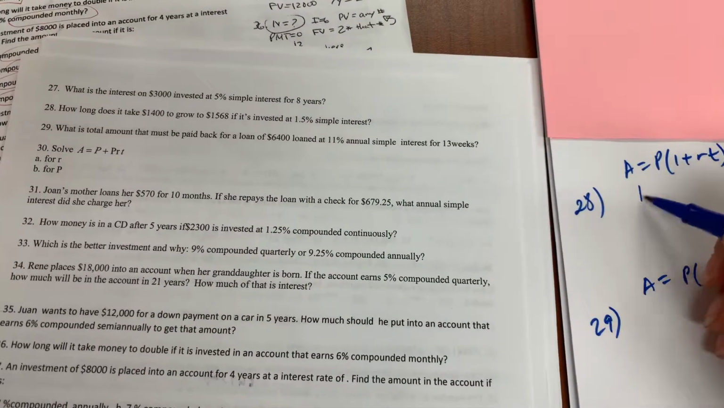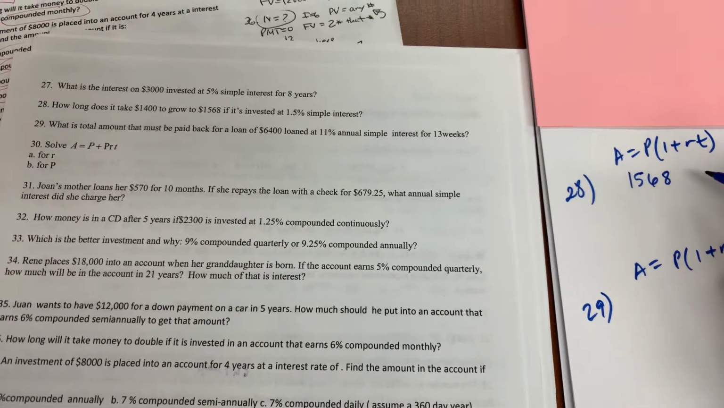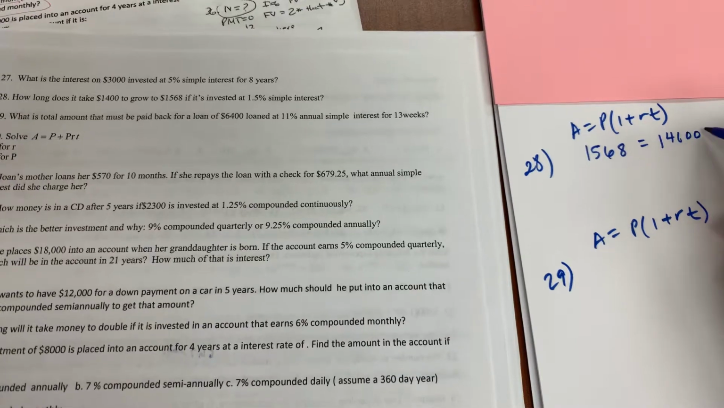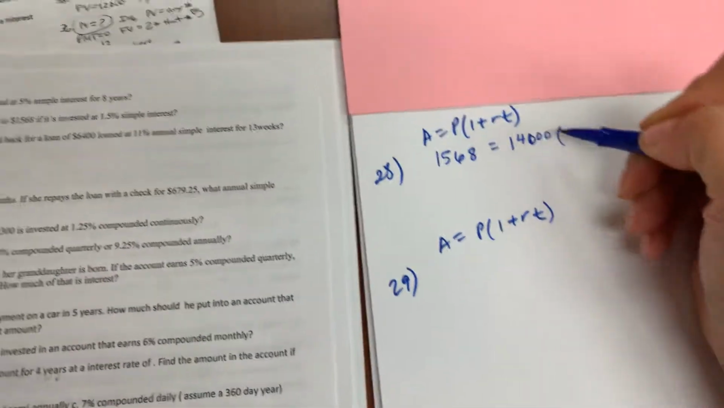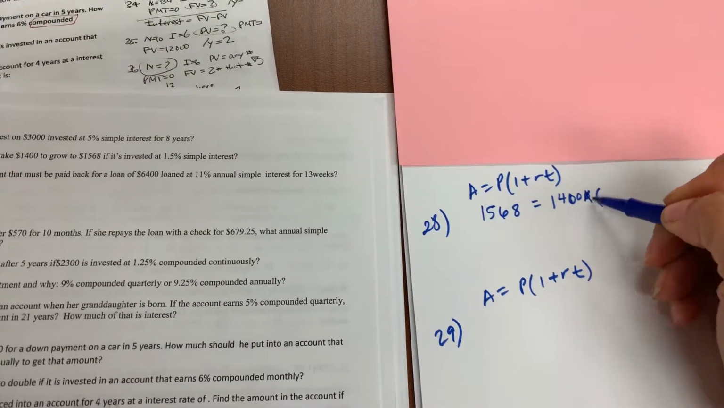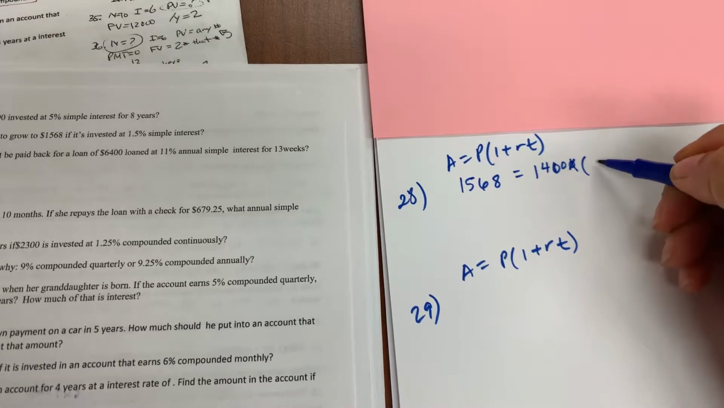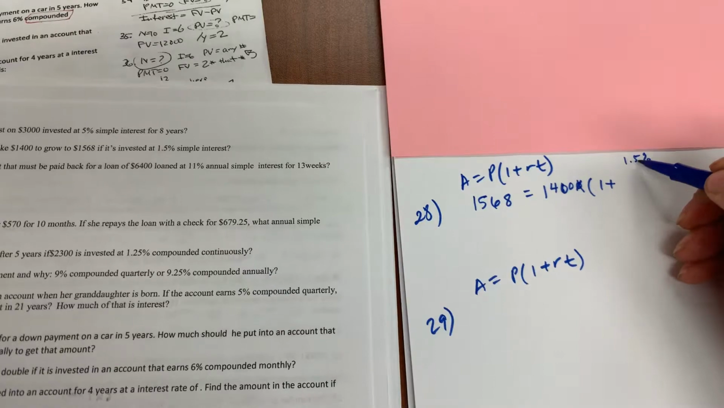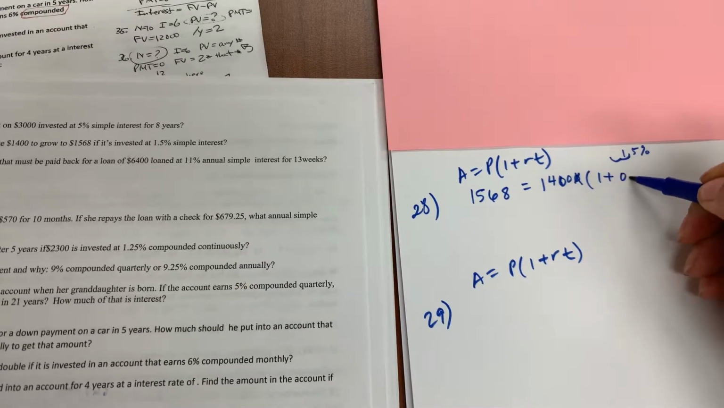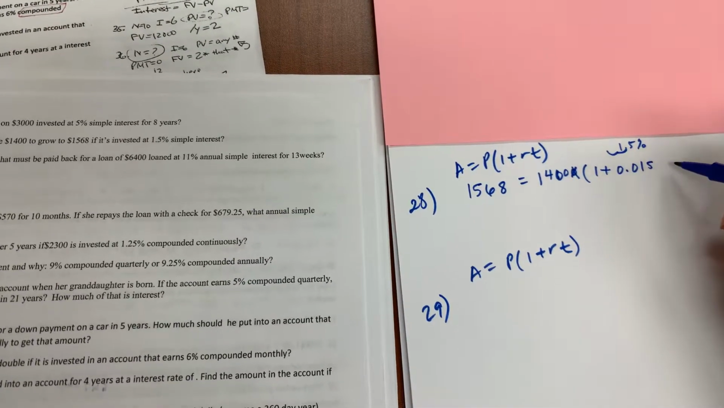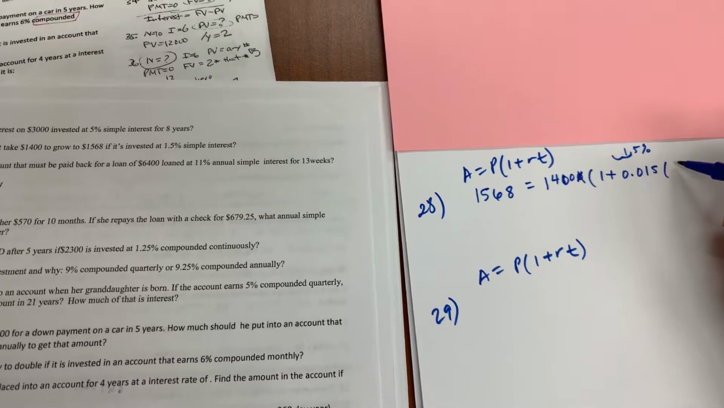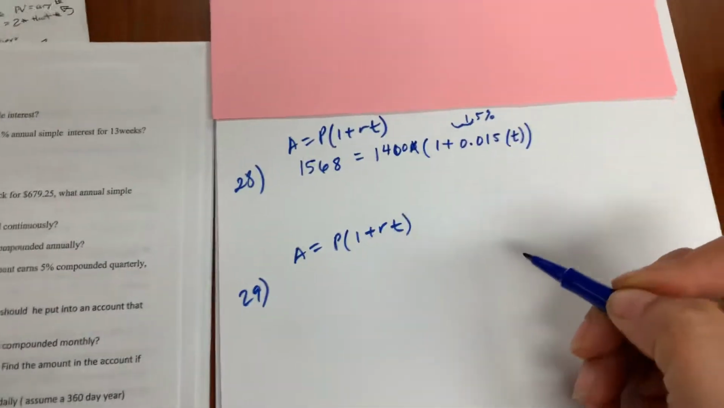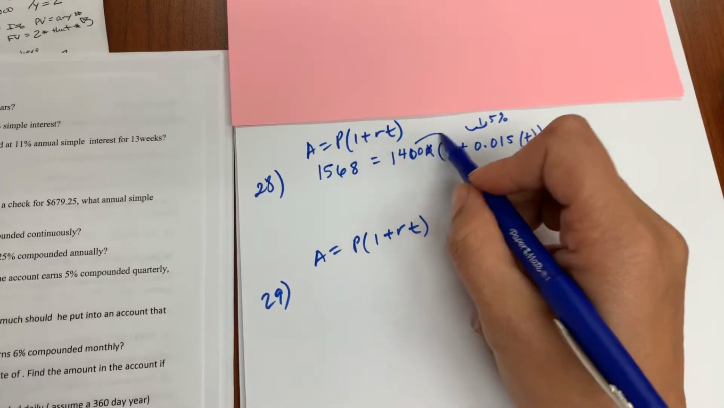So the future would be the 1,568, is equal to 1,400 parenthesis, 1 plus the rate is 1.5%, but we need to change that to a decimal, so it's 0.015 times a quantity of years, which is what we were looking for. We're looking for T. And so here you want to do the distributive property.